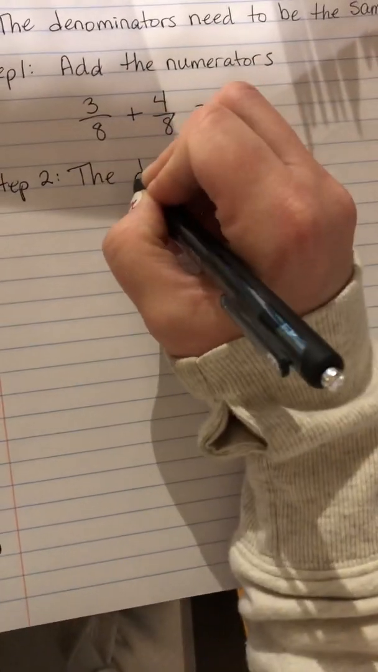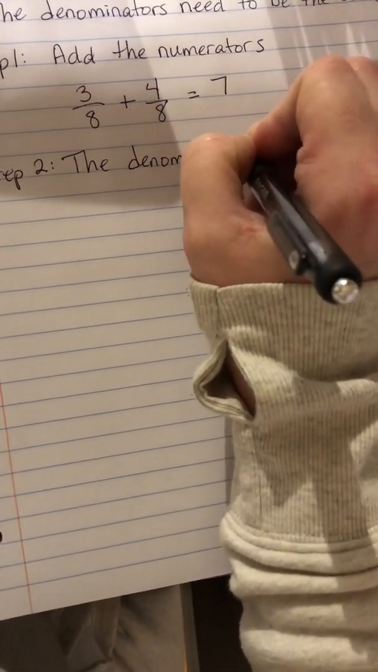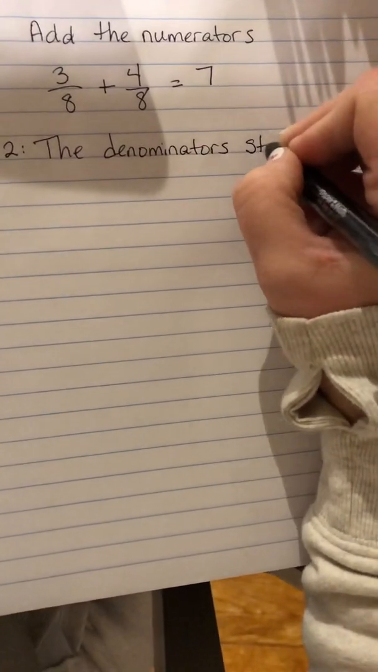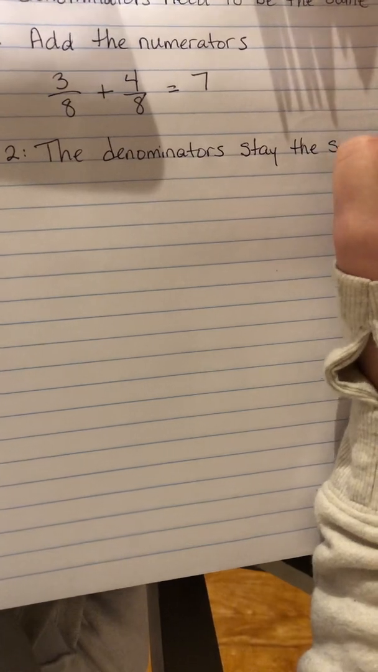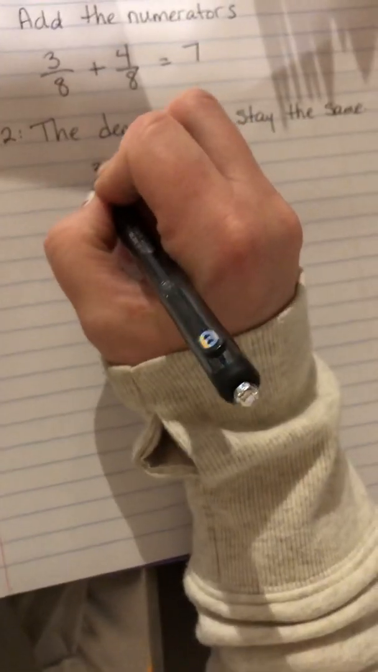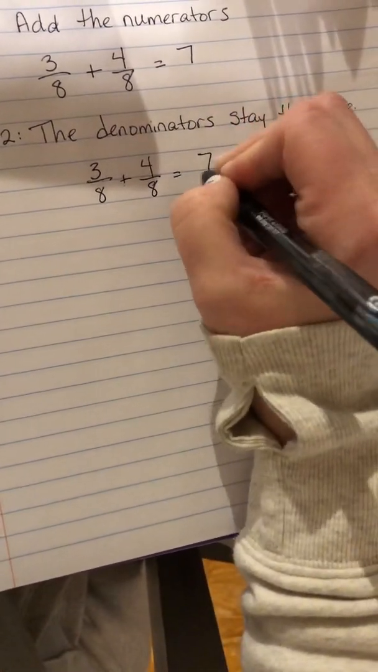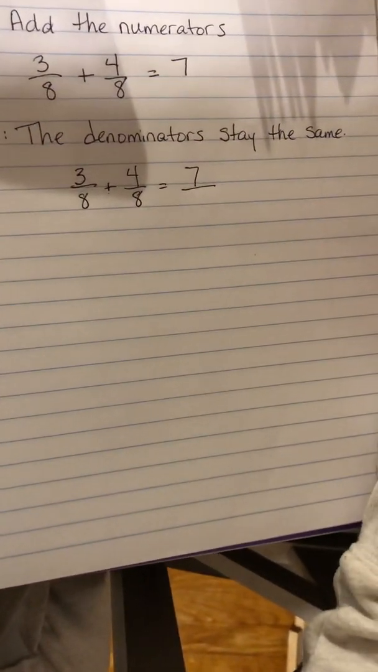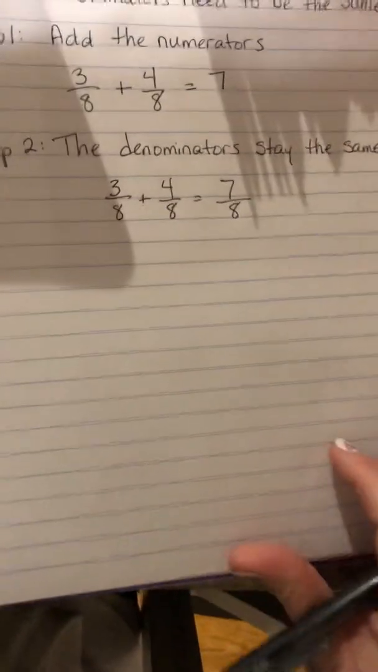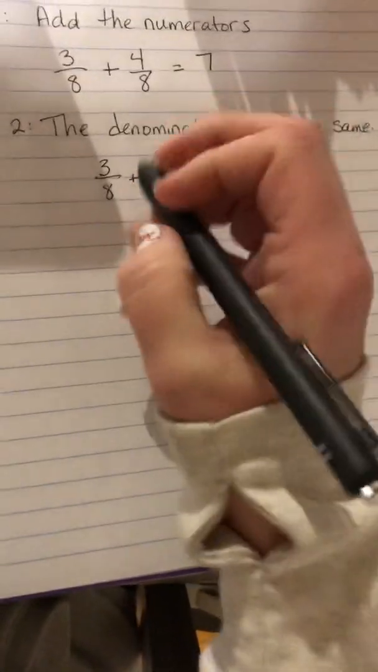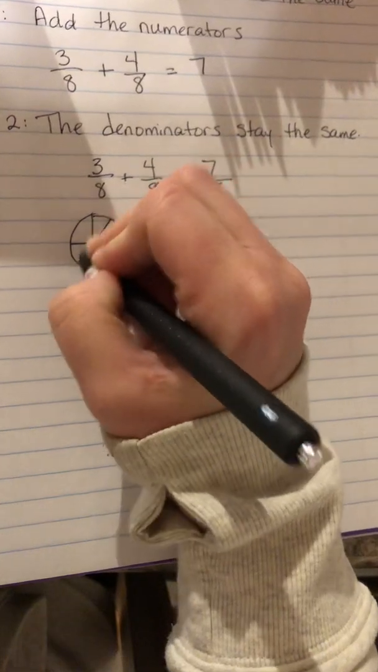Step 2, the denominators stay the same. So if I have that 3/8 plus 4/8, I have the 7 on top. My denominator stays the same, so it stays an 8. So my answer is 7/8. Now how does that work? Here's why your denominator stays the same.